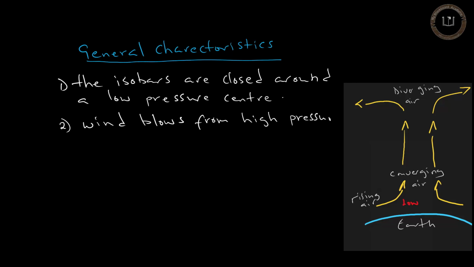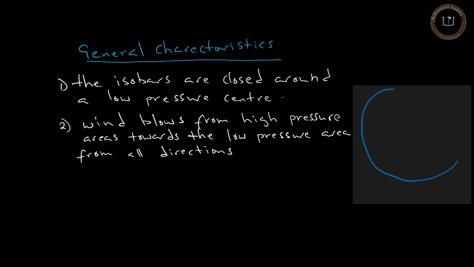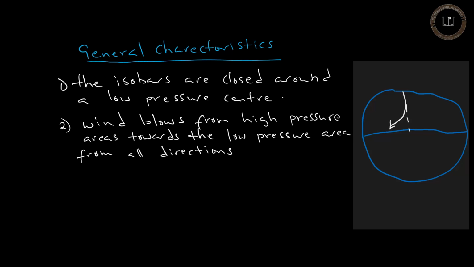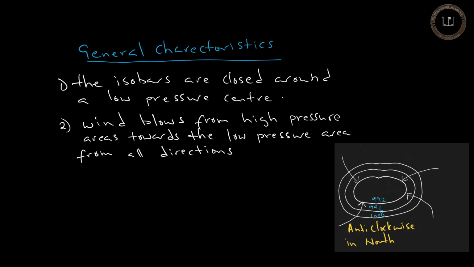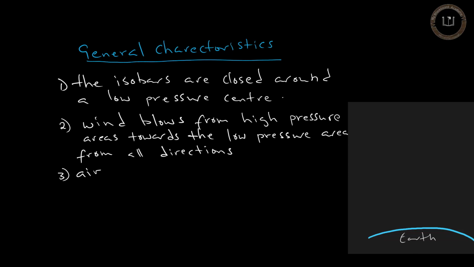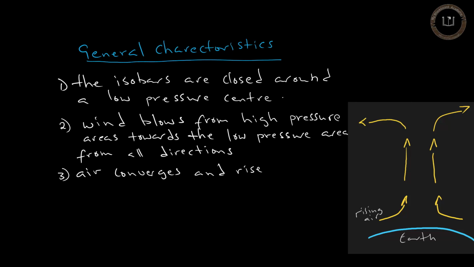The wind blows from high pressure towards the low pressure from all directions. As the wind moves toward the center of a low pressure, it is deflected by Coriolis force. The deflection is to the left in the southern hemisphere and to the right in the northern hemisphere. As a result, the cyclonic airflow is clockwise in the southern hemisphere and it is anti-clockwise in the northern hemisphere. Air converges and rises at the surface of the earth and diverges in the upper air.